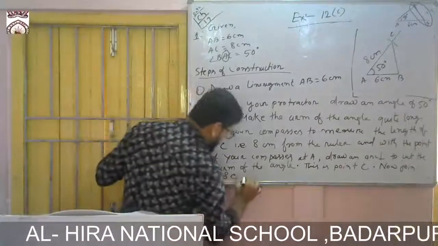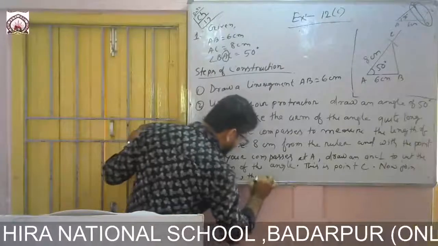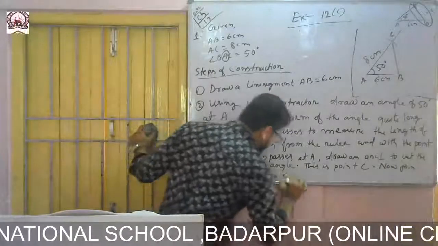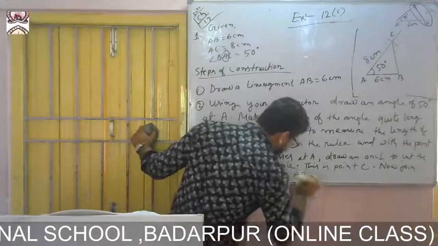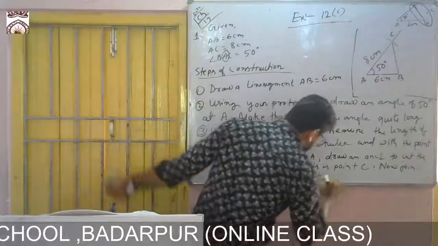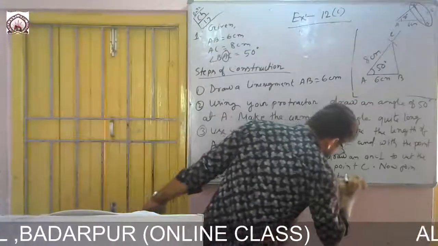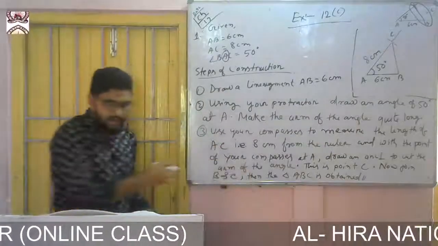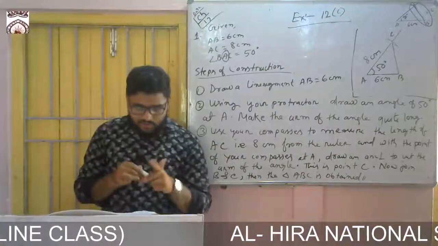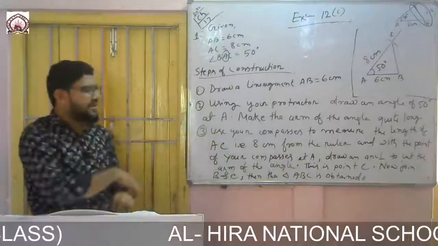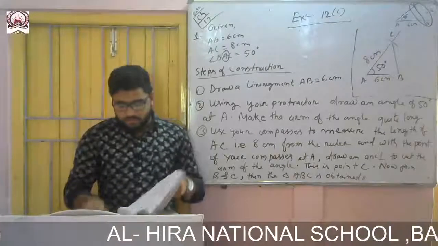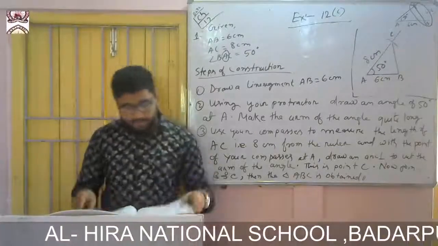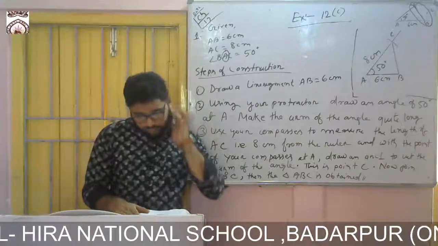Full stop. Then the triangle ABC is obtained. This is the steps of construction. So these things you can write from your own also. So come to question number 2.